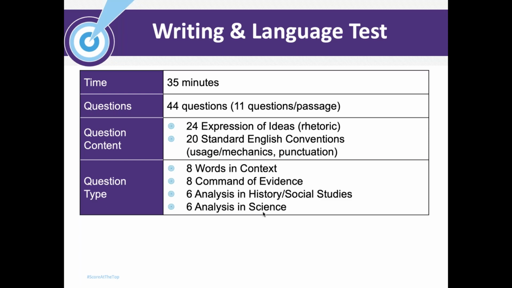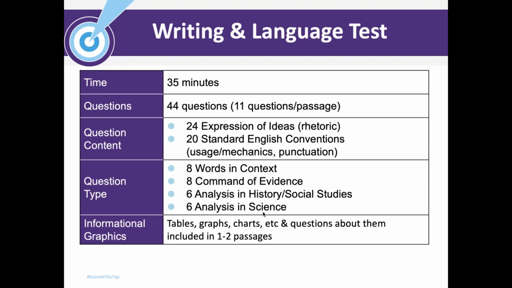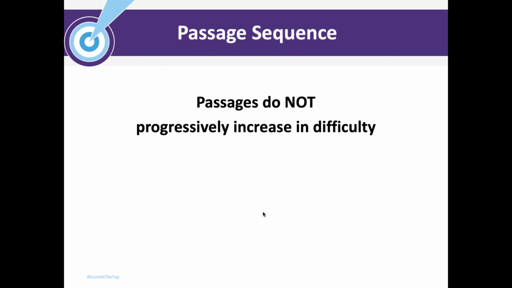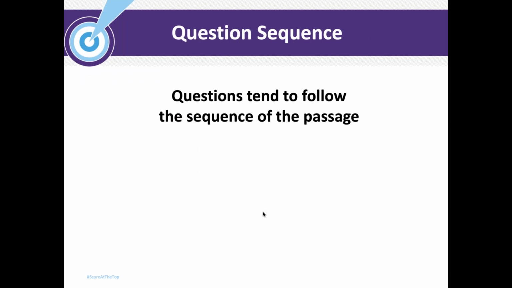And the question type is broken down as follows. There are some words in context, so they do ask some vocab, and other similar questions that you'll see on the reading. There are informational graphics as well. Usually one of the passages will include some sort of visual text, and you'll have to answer questions about it as well. The passages don't progressively increase in difficulty, and the questions will follow the sequence of the passage typically.